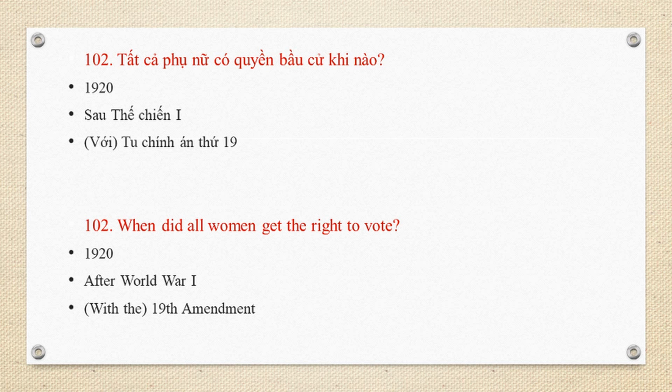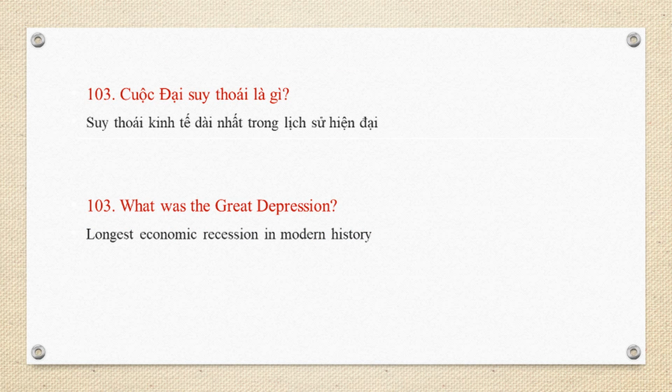102. When did all women get the right to vote? 1920. After World War I. With the 19th Amendment. 103. What was the Great Depression? Longest economic recession in modern history.